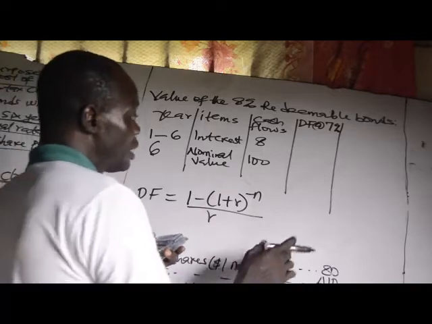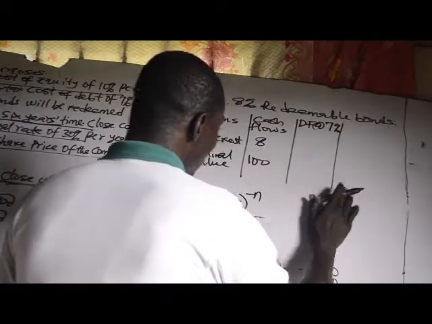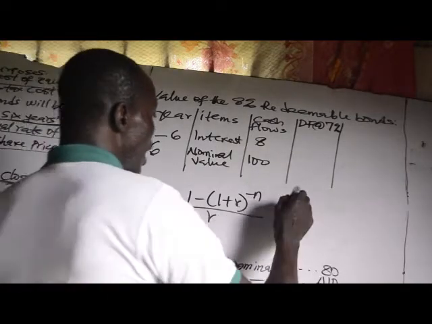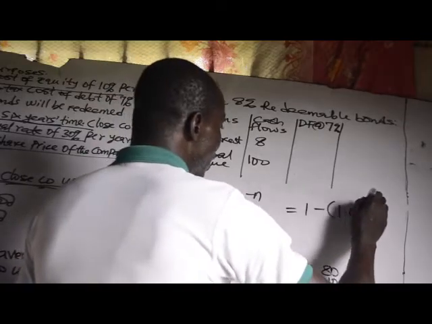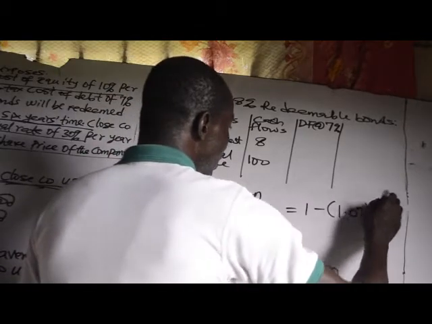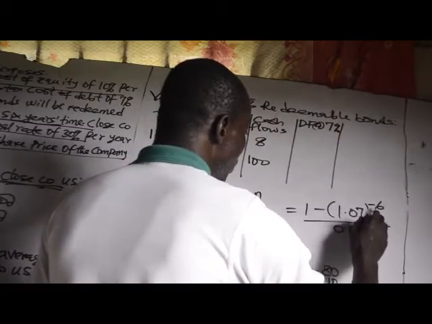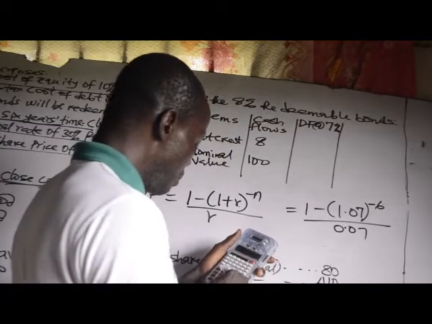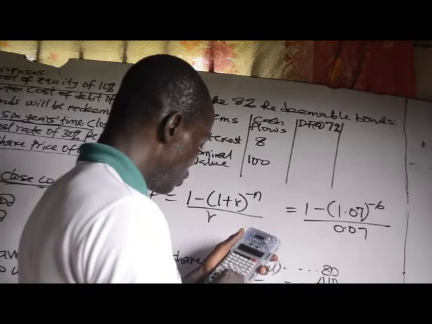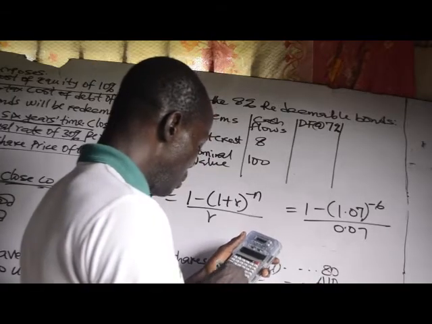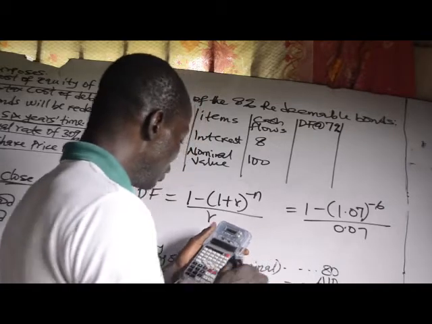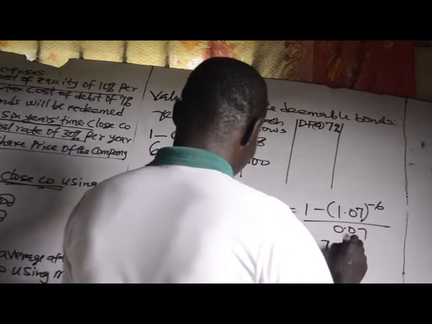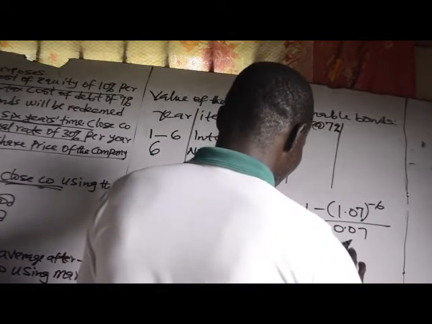For better understanding, go and watch my presentation on cost of debt. So R is 7%, N is 6. That means you'll have 1 minus 1.07 raised to power minus 6, over R, which is 0.07. So we have 1.07 to the power minus 6. When you take it away from 1 and divide by 0.07, it is approximately equal to 4.767.